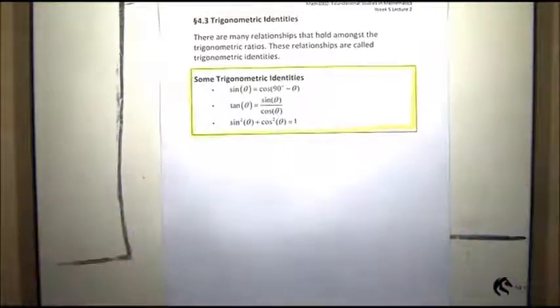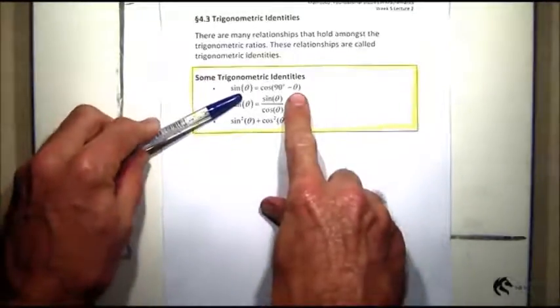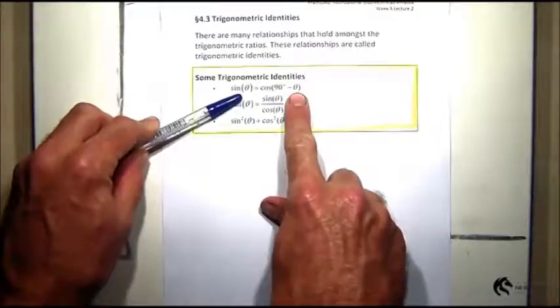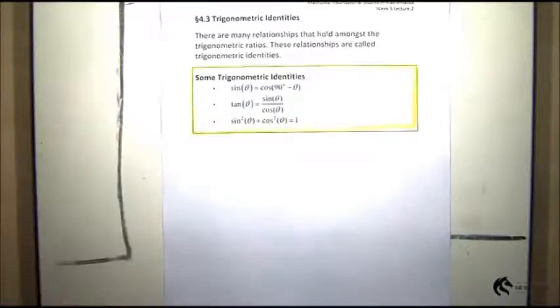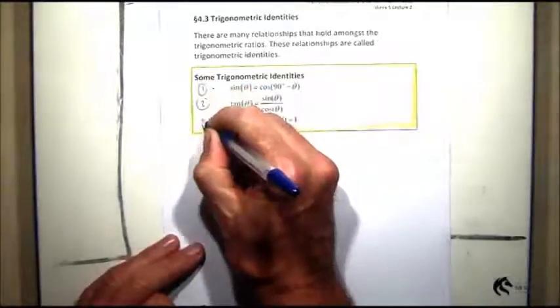And let me try to convince you that they are reasonable. So these things are true no matter what value theta takes, is the idea of these. So let me call them 1, 2 and 3.